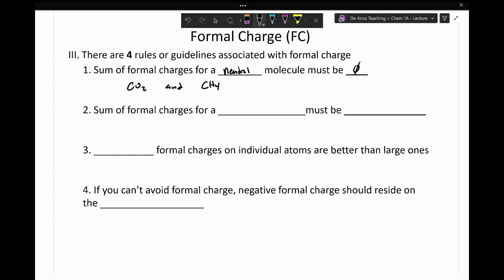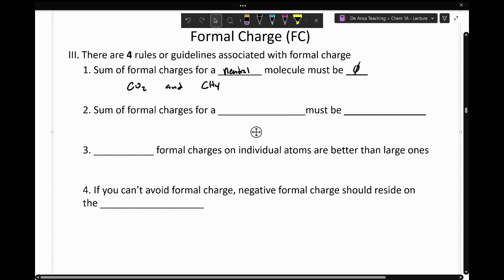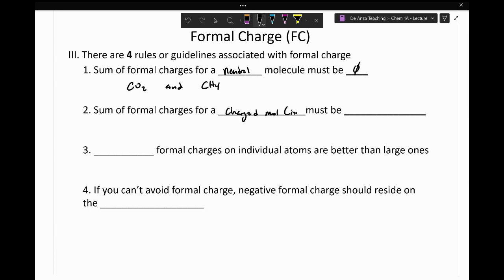The sum of formal charges for a charged molecule or ion must be equal to the charge. That means when we look at something like NH4+, the formal charges must add to +1. And when we look at something like CO3 2-, the formal charges must add to -2. So the sum of formal charge, which I'll abbreviate as FC, is +1 and -2 respectively.